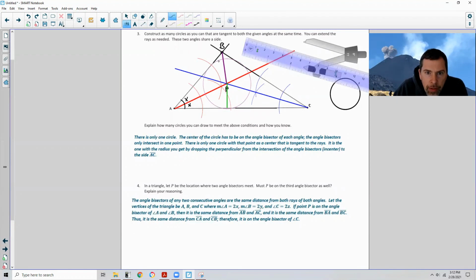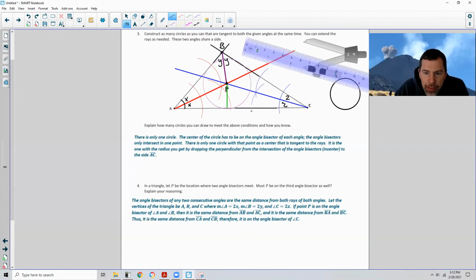That will make the measure of angle B 2y, so each half is equal to y. And then C would be z, and z totaling 2z. If point P is on the angle bisector of angle A and angle B, right here, okay, it's on the bisector, the red one, and it's on the bisector, the purple one, then it is the same distance from side AB as it is from AC.